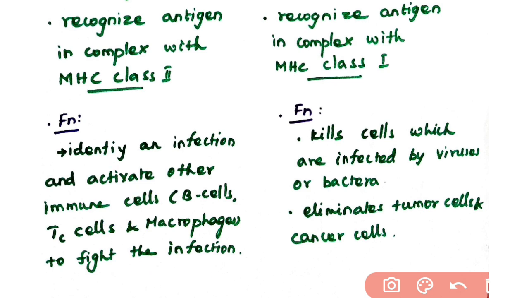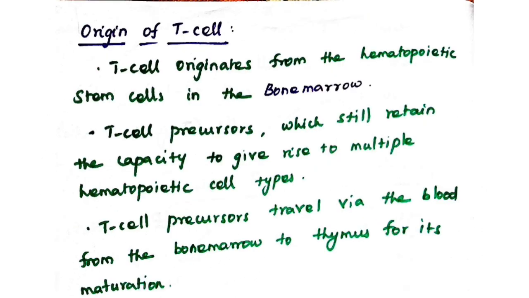Then the function of T cytotoxic cells: they kill cells. Cytotoxic, so cyto means cells, toxic means kill. In the name itself it implies it kills cells. So these TC cells kill cells which are infected by virus or bacteria, and they also eliminate tumor cells and cancer cells.